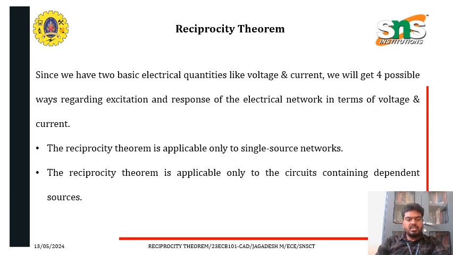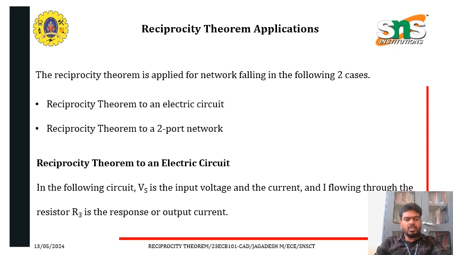So the reciprocity theorem is applicable only to single source networks. If it has a multiple source network, the reciprocity theorem will not work. So this is one of the conditions. And the next one, the reciprocity theorem is applicable only to the circuits not containing dependent sources. The reciprocity theorem is applied for the network falling in two cases: reciprocity theorem to an electrical network and reciprocity theorem to a two-port network. So first thing we shall discuss, that is reciprocity theorem to an electrical circuit.